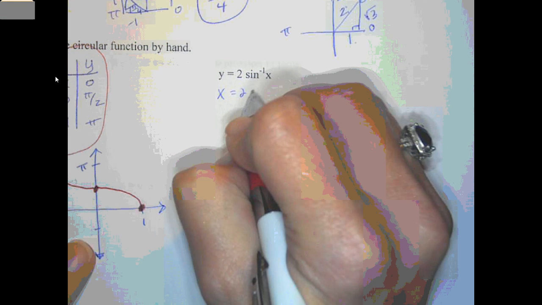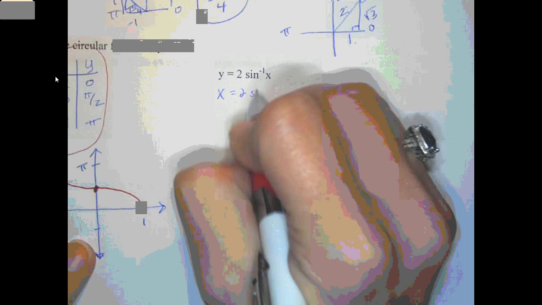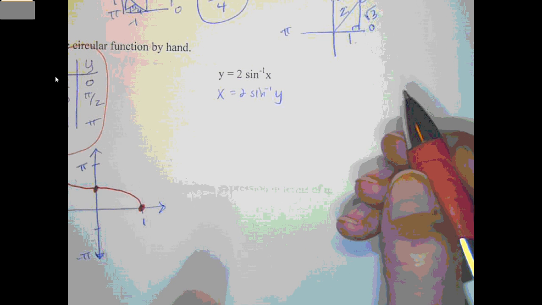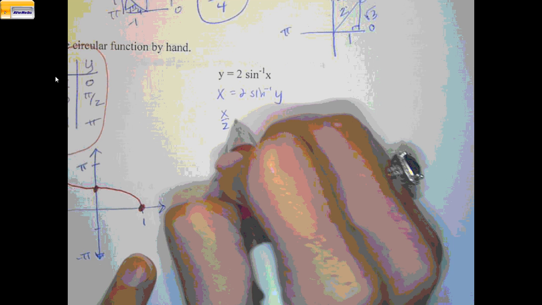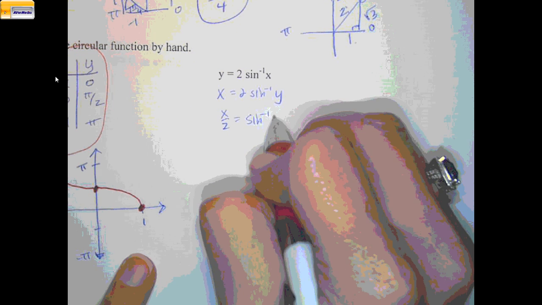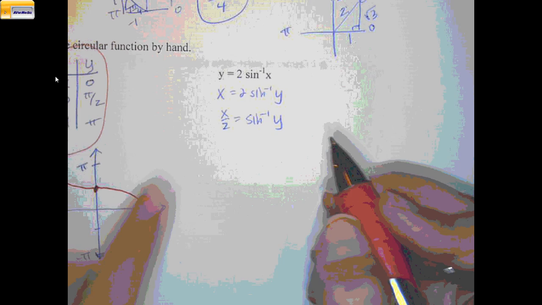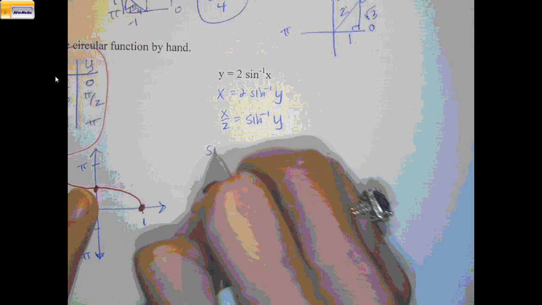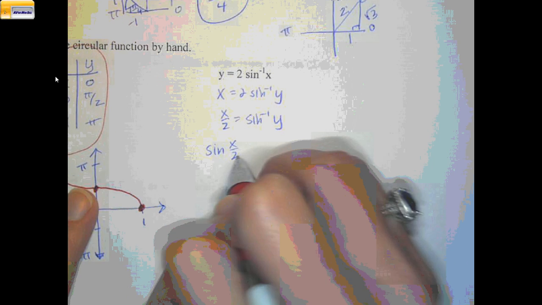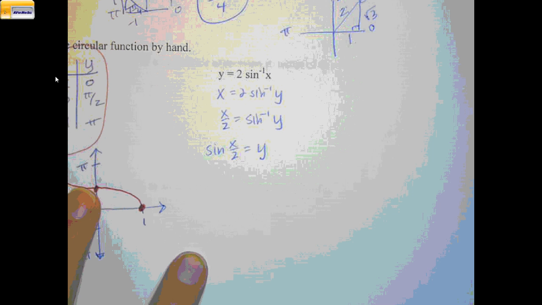So you can go ahead and flip-flop this x and y if you want to. And let's solve for y. First step, divide everyone by 2. So I have x over 2 equals the inverse of sine. To undo an inverse, it's just back to the original. So it's sine of x over 2 equals y.